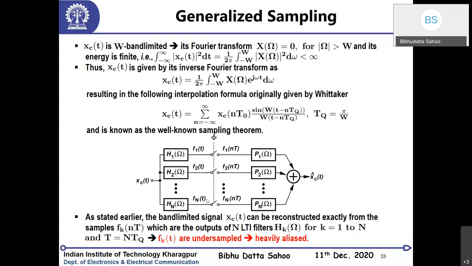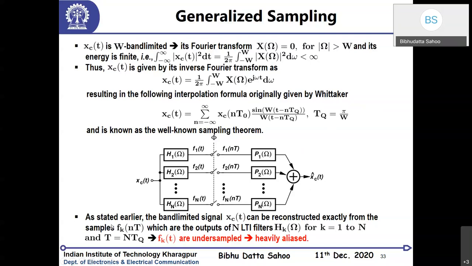Now, what Shannon stated without proof, Fogel and Jagerman later proved, and finally Papoulis generalized. He said that if I have a signal and I take different functions of the signal, H1, H2, HN being linear systems, giving me outputs f1(t), f2(t), and so on. And now if I sample these at T, which is N times TQ, because it is N channel, N times the Nyquist interval, means I'm sampling at 1/N the sample rate. If I do this and pass them through appropriate reconstruction filters, I can reconstruct the signal as if I had sampled it at TQ.